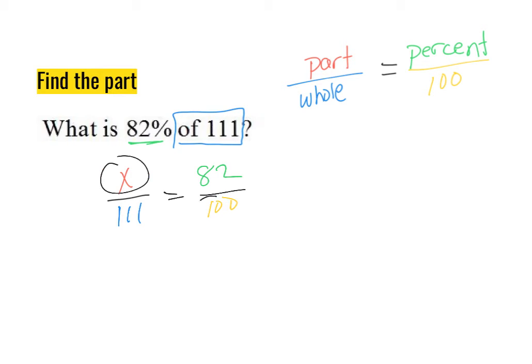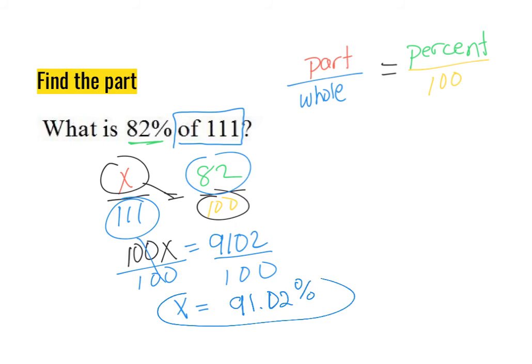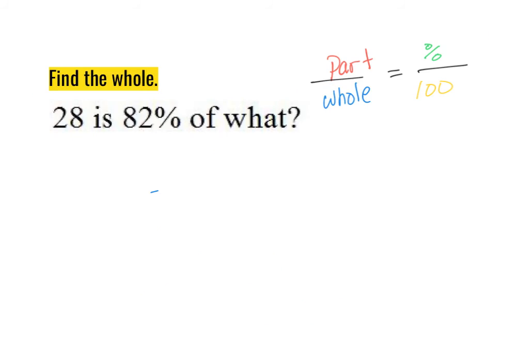And then we will cross multiply in order to solve. Divide by 100. X will equal 91.02%.